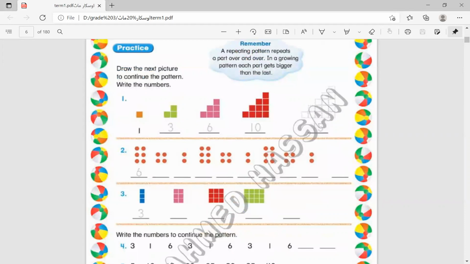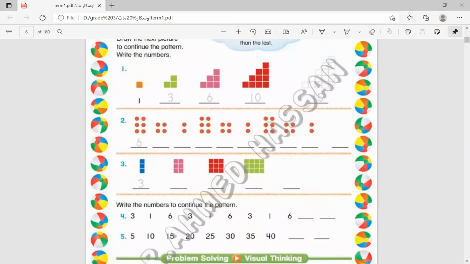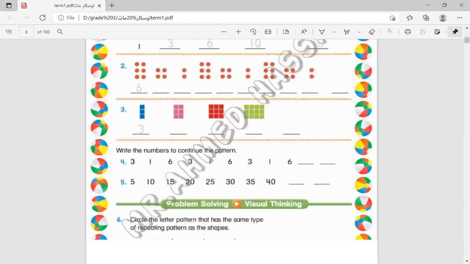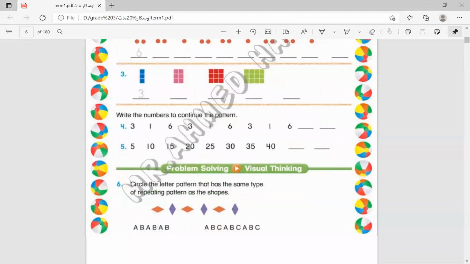Again, this is the second part. I will leave it for you completely to do by yourself. هسيبه بالكامل ليكم تحلوه لوحدكم. We discussed number 1 and number 2, but 3, 4, 5 and 6 I will leave for you to do by yourself. I wish you the best of luck.